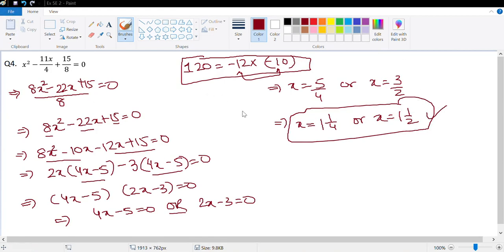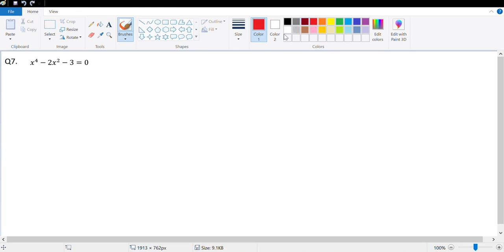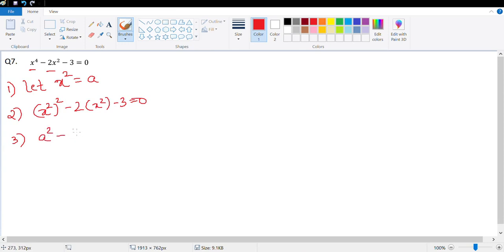The next question that we're doing is question number 7. It says x to the power 4 minus 2x square minus 3 is equal to 0. This is not a quadratic yet because the power is 4. So we need to convert it into quadratic first. So let x to the power 2 is equal to a, which means what we have is (x to the power 2) square minus 2 times x square minus 3 is equal to 0. This gives us a square minus 2a minus 3 is equal to 0.